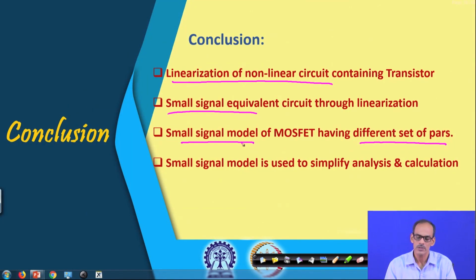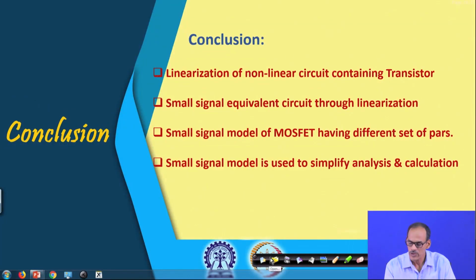In fact, in today's simple examples, you may or may not appreciate the simplification, but whenever it involves a circuit having many transistors, I am sure that you will appreciate the utilization of the small signal model of the transistor. I think that is all I have.